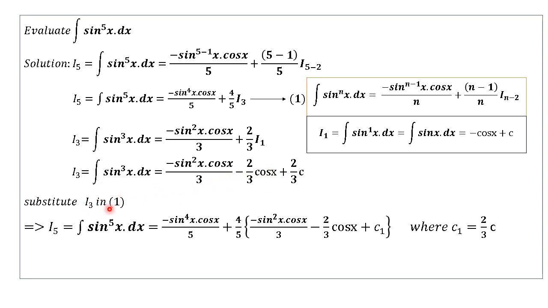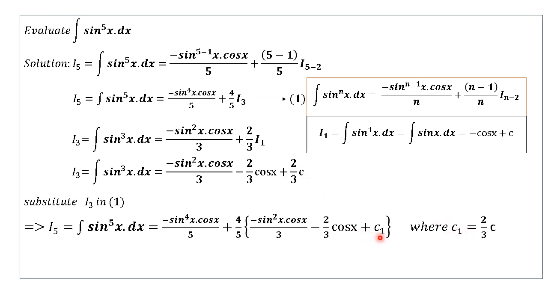Now substitute the value of I3 in equation 1, you will get this one. This is the value of integration of sin to the power 5x into dx. See here, I have taken 2 by 3 into c, which is a constant, as c1. Addition, multiplication or subtraction of constants is again a constant. Similarly here, I have taken 2 by 3 into c as c1.